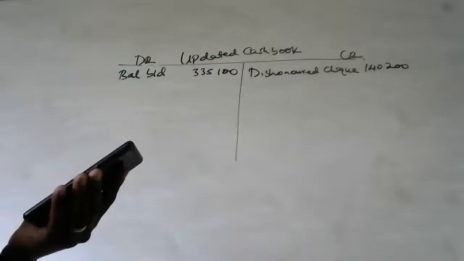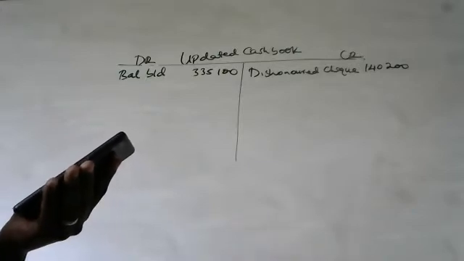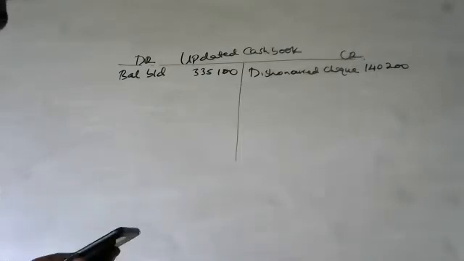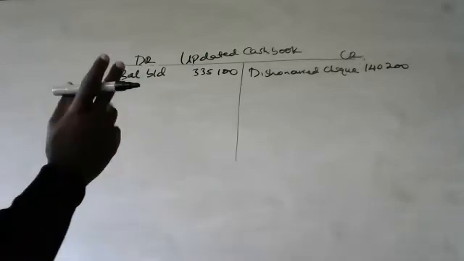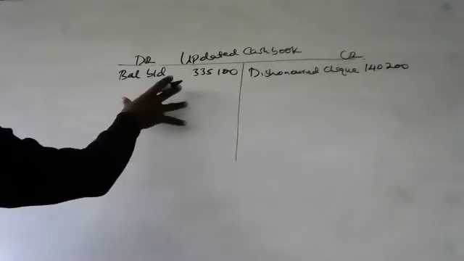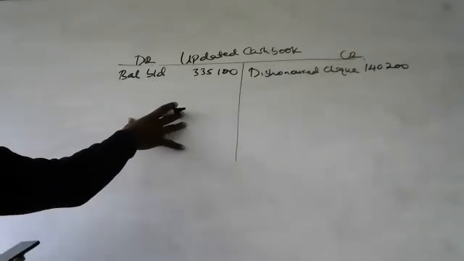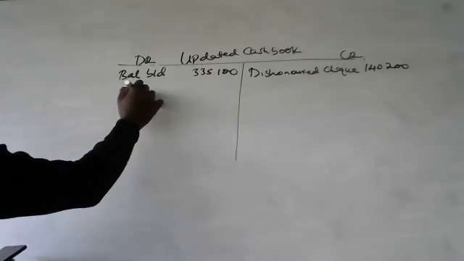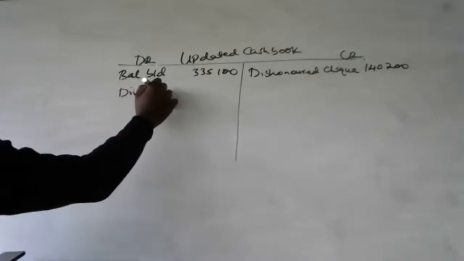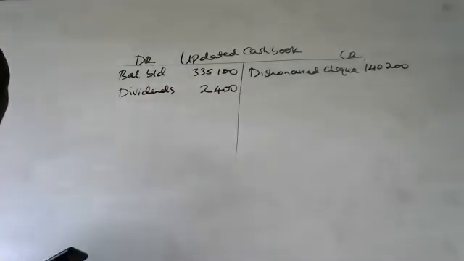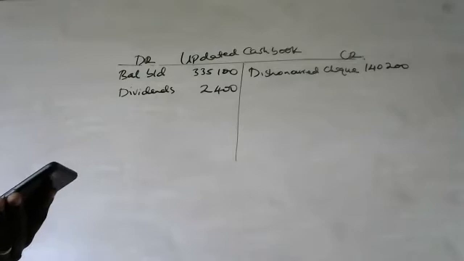Then the second item is a dividend received. The key thing there is to understand it was received. 2,400 had been reflected in the bank statement only. It is not recorded as received in the cash book, and in the cash book, the received amount is normally indicated on the debit. So you come here and record dividends of 2,400 on the debit side.